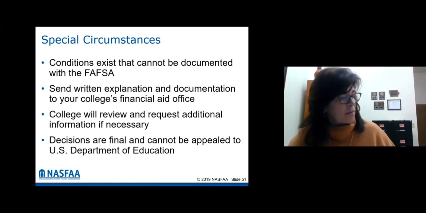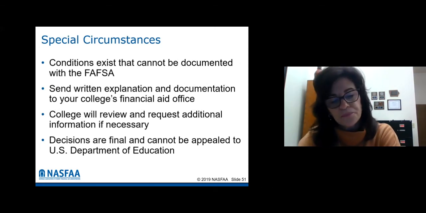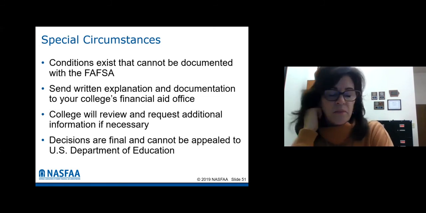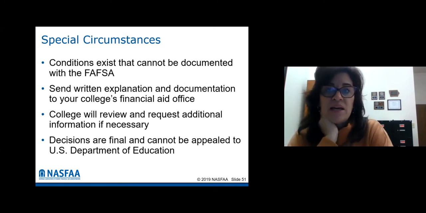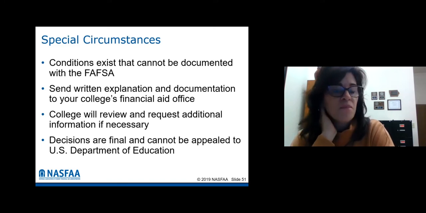I want to spend more time on this slide than I would normally. The FAFSA is a legal document. You must complete it using your 2019 income. Doesn't matter if you've got your 2020 laying right in front of you, you have to use your 2019, okay? You cannot stray from that. But every college has the right to look at your information if you have something that needs to be appealed and make a decision whether or not they will override that, okay?